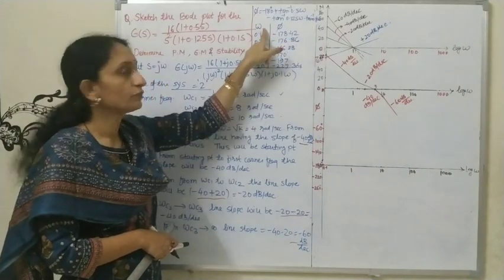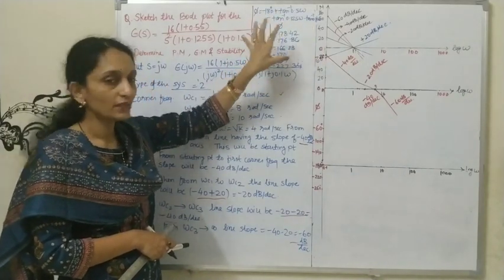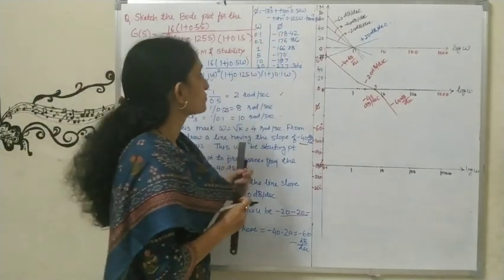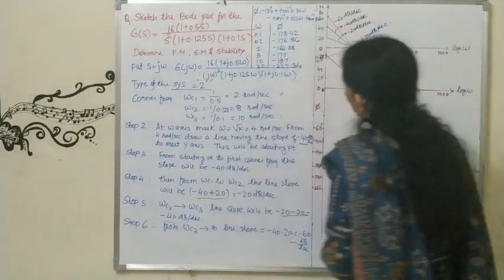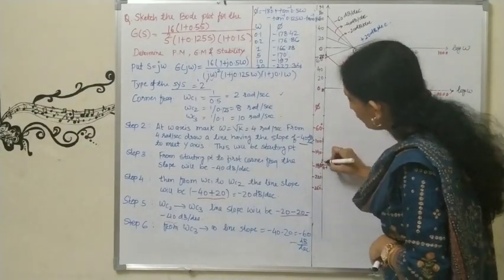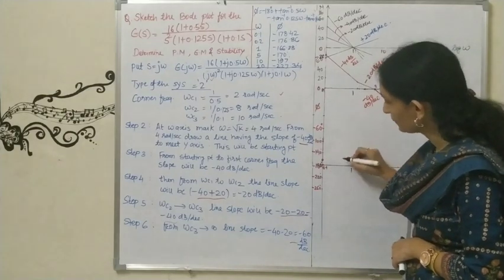We will put different values of omega and calculate the angle. Here the table is ready that you need to calculate for drawing the phase plot. I will start with 0.1. For 0.1, my angle is minus 178.42. So at 0.1, I am showing minus 178.42.